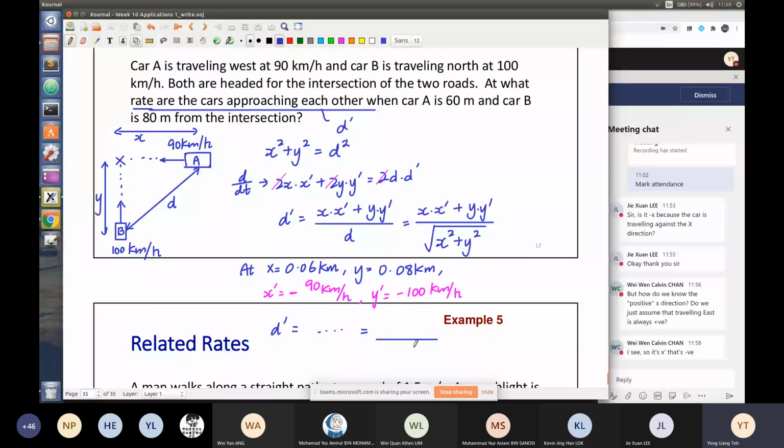This guy is definitely negative, because you can see from here: positive times negative plus positive times negative. So this whole thing is positive, and then this whole thing is negative. This whole thing is positive as well. Therefore, you're definitely going to get a negative answer. I leave you to compute this yourself in kilometers per hour.